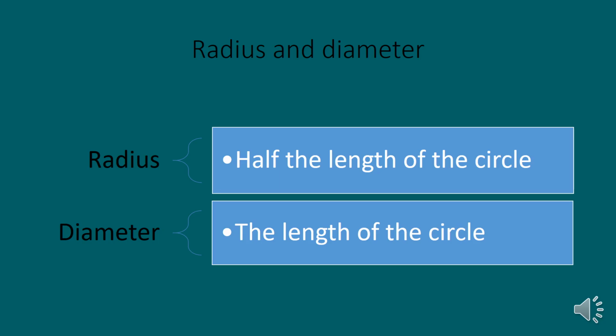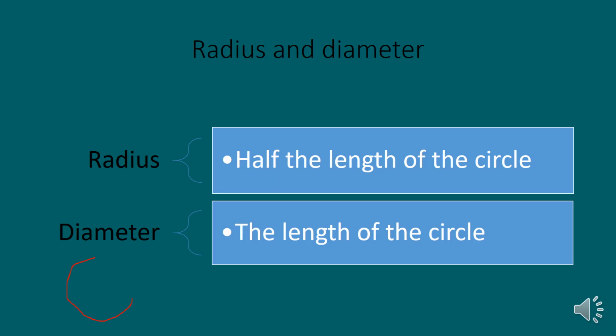Now that we know what a circle is, we've got to learn about the radius and diameter. Well, what is a radius and what is a diameter? The radius is half the length of a circle's diameter, and the diameter is the full length across the circle. So here, let me show you.